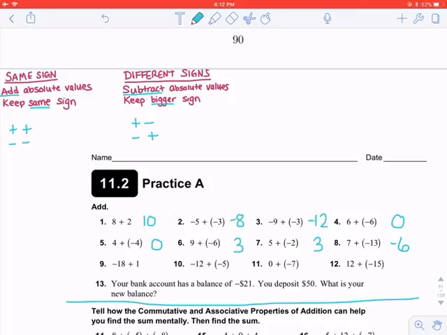On number 19, they're also different signs, so I'm going to subtract. 18 minus 1 is 17. The bigger number is 18, and it's negative, so negative 18.